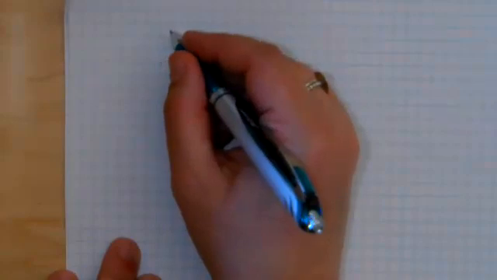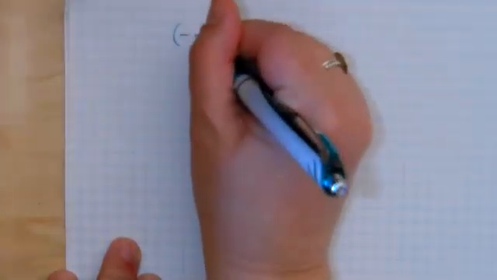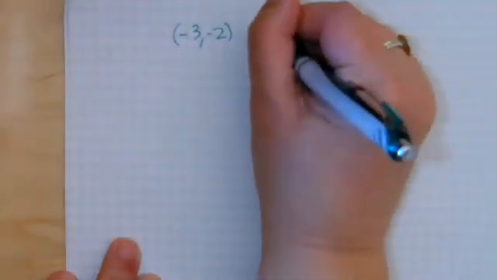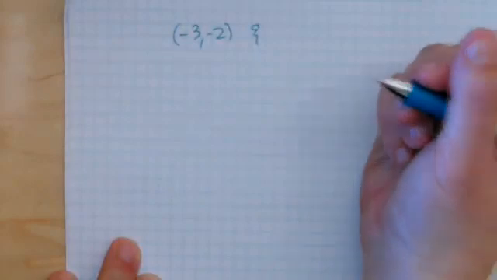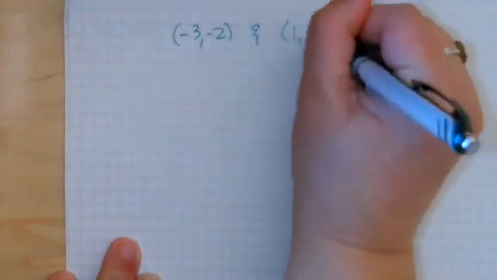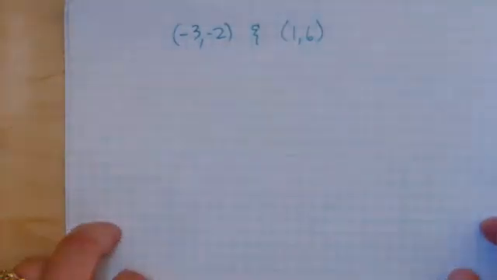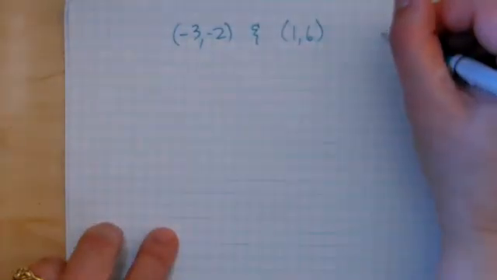All right, so today we're going to take these points, -3, -2, and the other point is 1, 6. The question is asking us how we find the equation of the line.